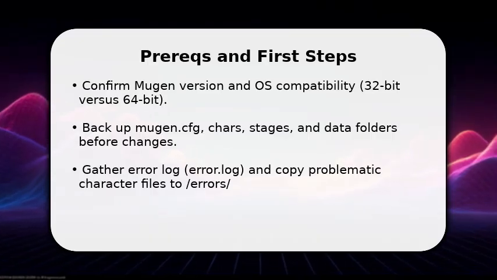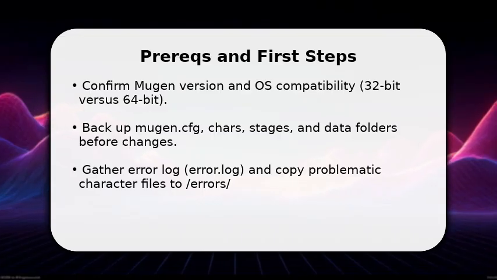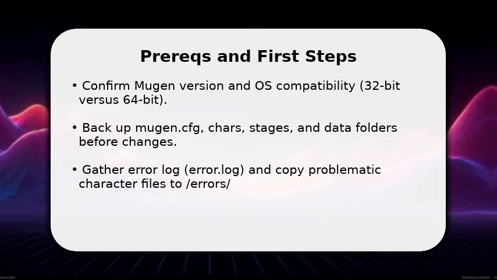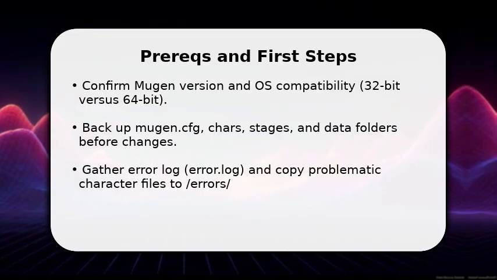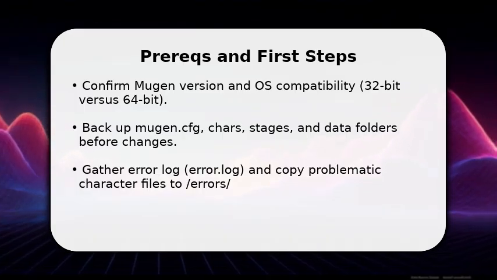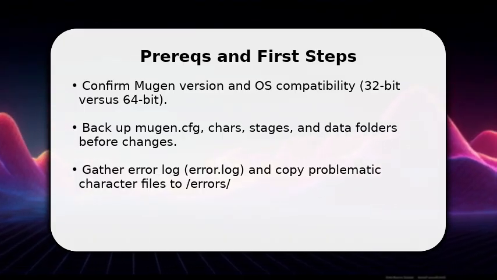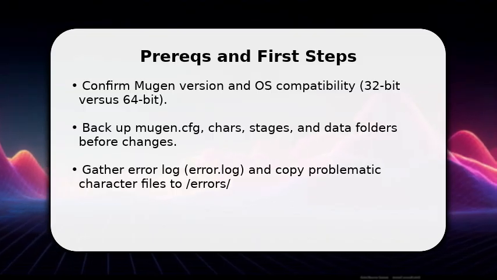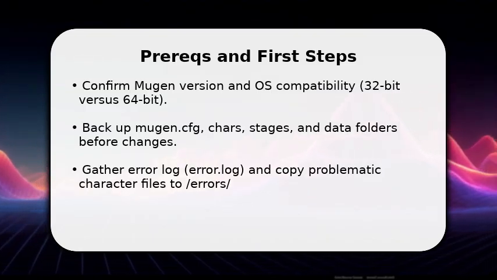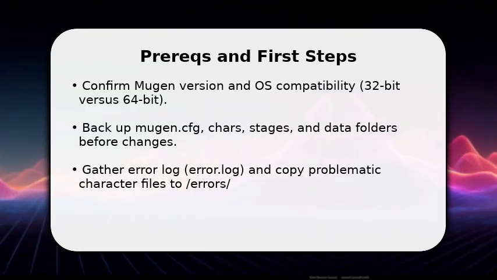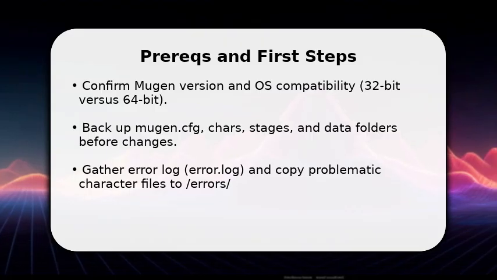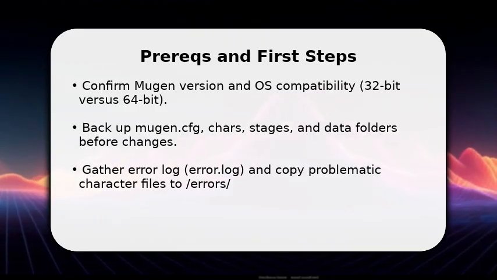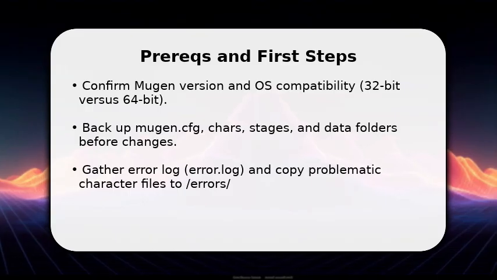You start by verifying version compatibility and grabbing the log. This tells you where Mugen is failing. Once done, back up your Mugen CFG and content folders so you can revert if needed. Make sure to isolate the suspect character or stage into a separate folder and reproduce the crash while watching the console. That gives you the exact error message and line numbers to target next.